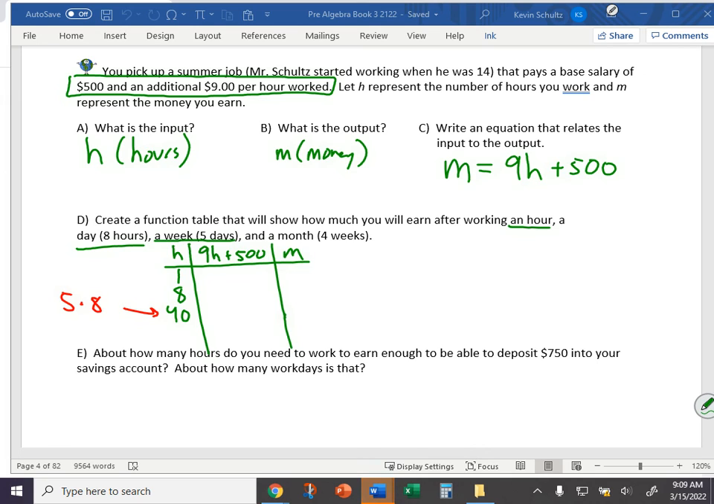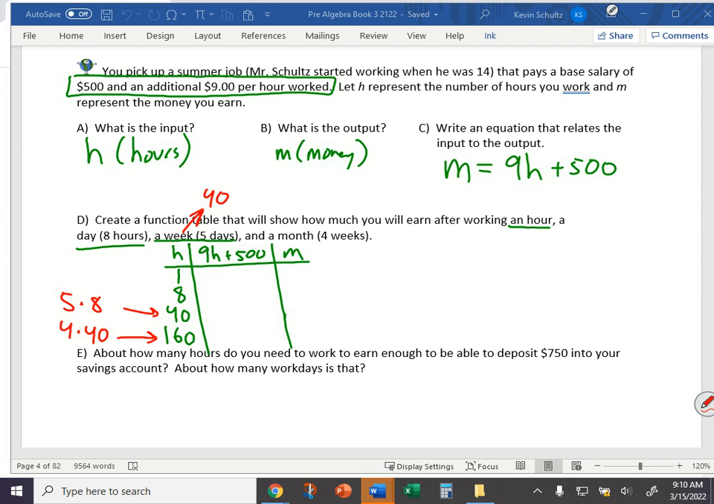How about a month? Which is 4 weeks. What am I plugging in there? Abby? 160. How'd you get 160? 40 times 4. And why 40 times 4? Because 4 weeks. We already know that a week is 40 hours. We got that from the last one. So if we want to work for a month, which is 4 weeks, right? 4 weeks times 40 hours per week gives us 160 hours.